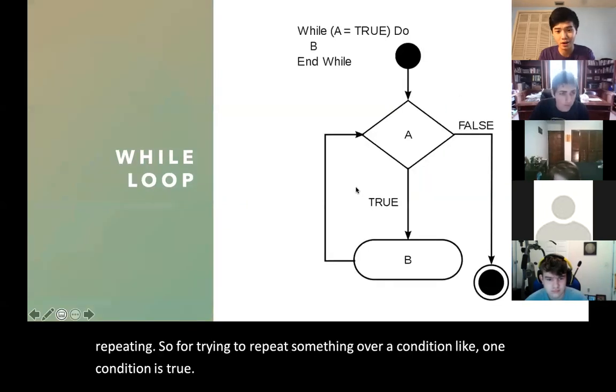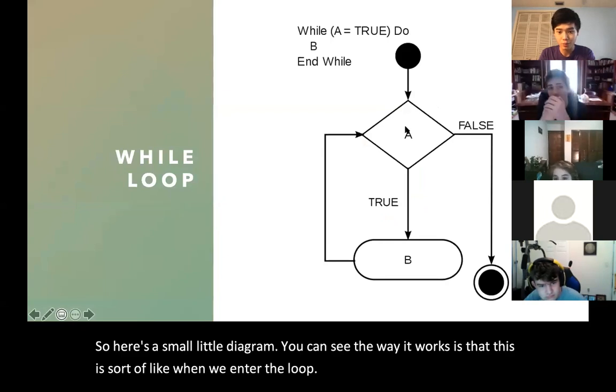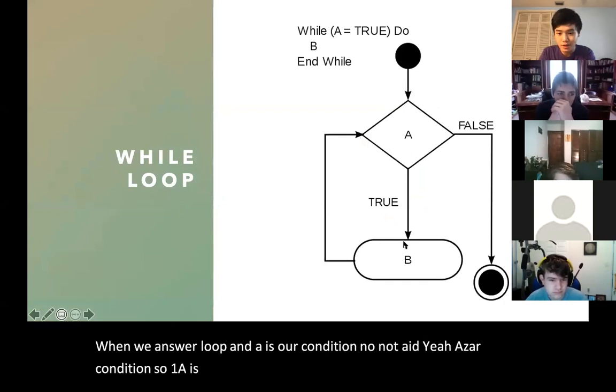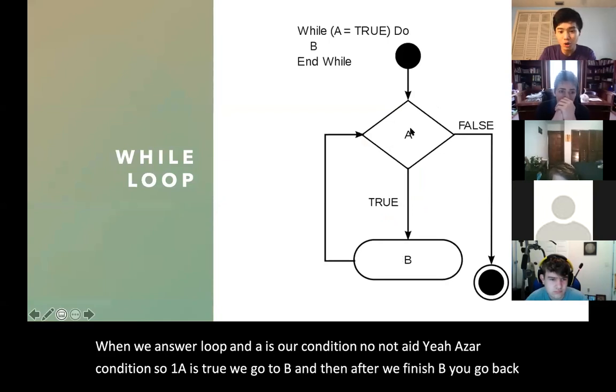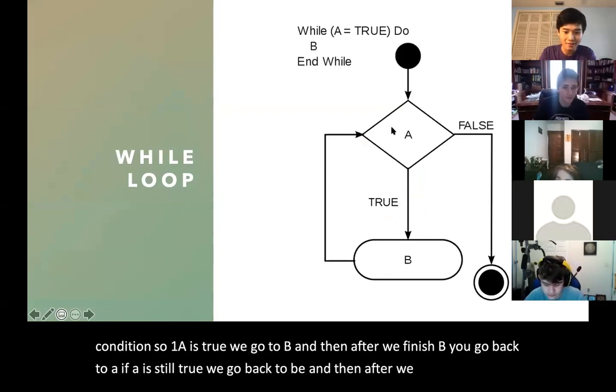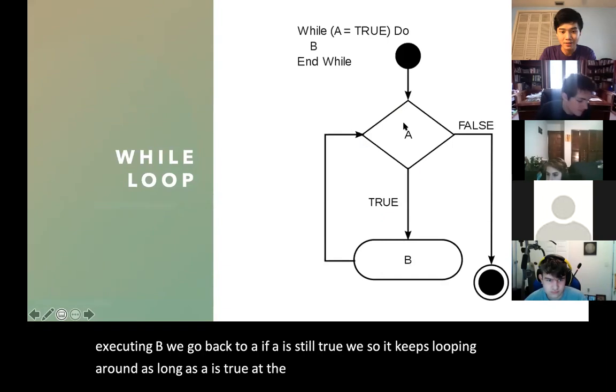So here's a small diagram you can see. This is when we enter the loop, and A is our condition. When A is true, we go to B. After we finish B, we go back to A. If A is still true, we go back to B. After we finish executing B, we go back to A. It keeps looping around as long as A is true at the end of every B. And when A is not true anymore, we exit the loop.